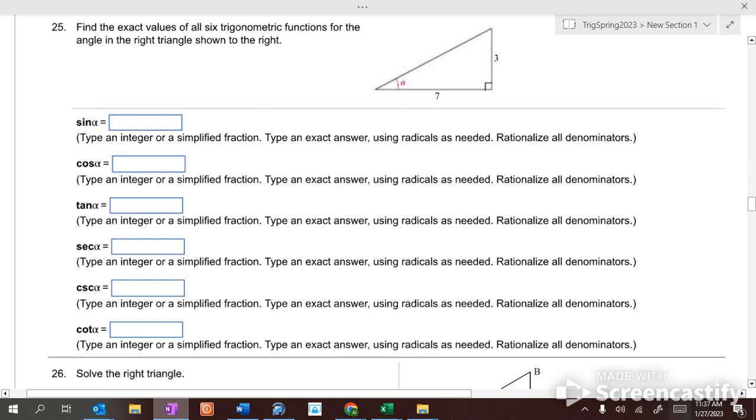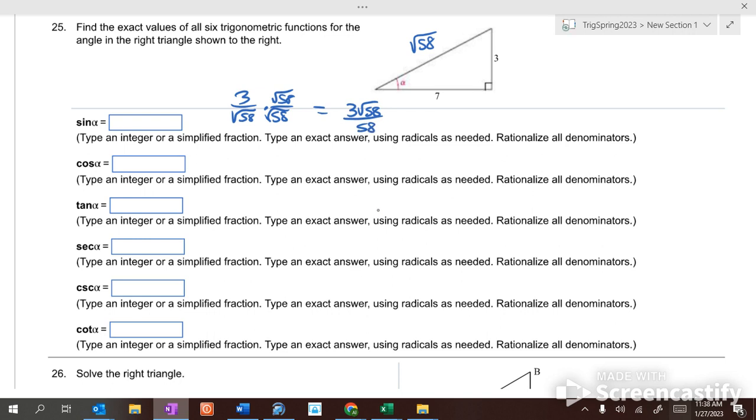Then we're working with right triangles. Pythagorean theorem: 3 squared plus 7 squared. 7 squared is 49, 3 squared is 9. So it's the square root of 58 up here, and that doesn't break down. So the sine of alpha is 3 over square root of 58. Can't leave that on the bottom, so it's 3 square root of 58 over 58.